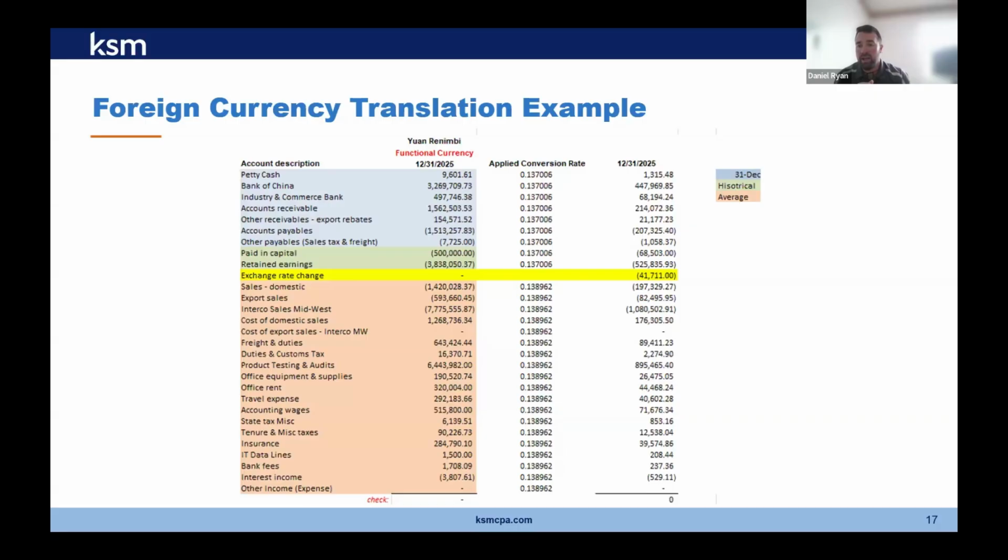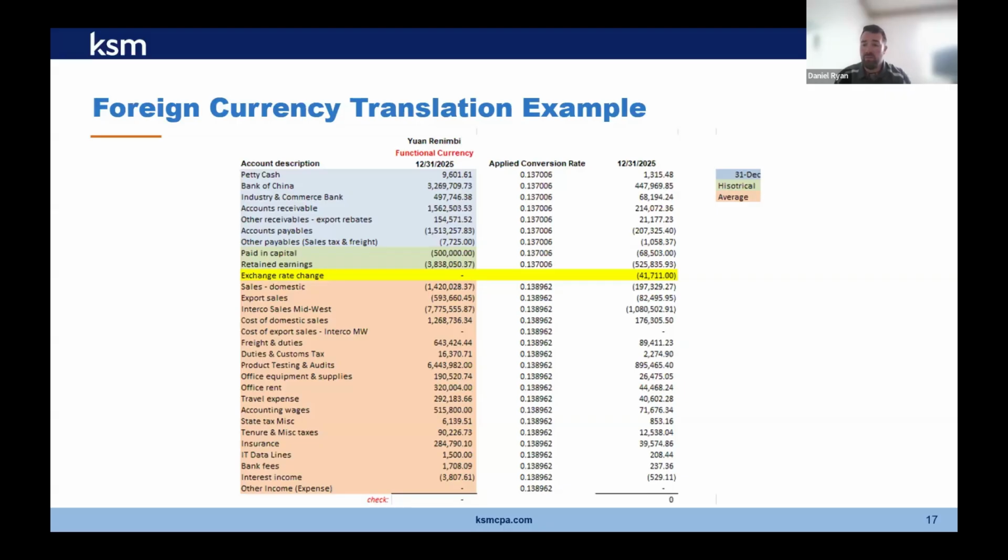These will be translated using the exchange rate as of the last day of the reporting period, which makes sense when you think about it. A balance sheet is reporting items as of a certain day. So it then makes sense to translate those items as of the rate on that day.